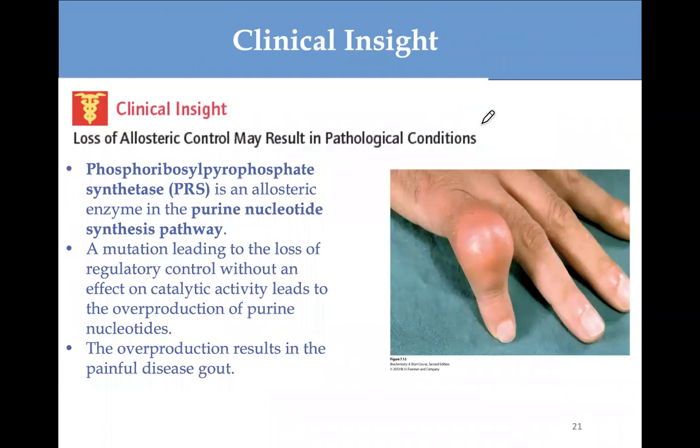Okay, here's a clinical insight. You have a disease called gout. In gout, we have an increased level of uric acid. And when this uric acid molecule increases, the molecules crystallize together and form crystals. These crystals can deposit anywhere in the body. For example, they can deposit in the joint and cause joint inflammation or arthritis, or they can deposit in the kidney, for example, causing uric acid stones.